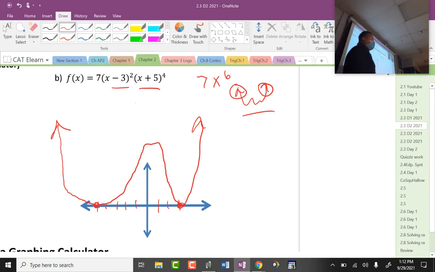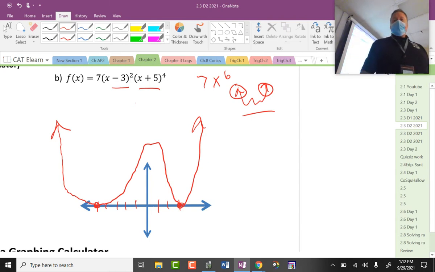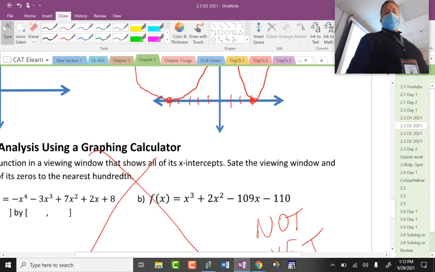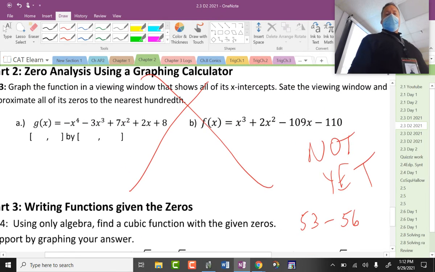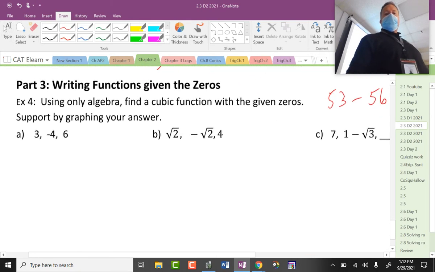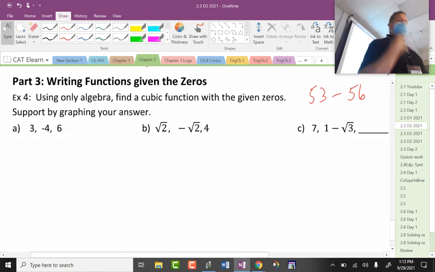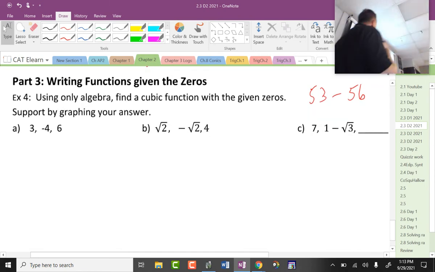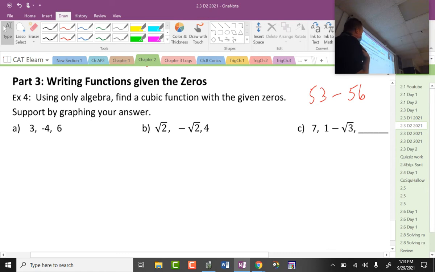I'll tell you, these loops are crazy. They're off the charts. They're way high. You're just making a sketch to fit the zeros. We're going to hold off on that, not yet. We'll use the graphing calculator a little bit more later.